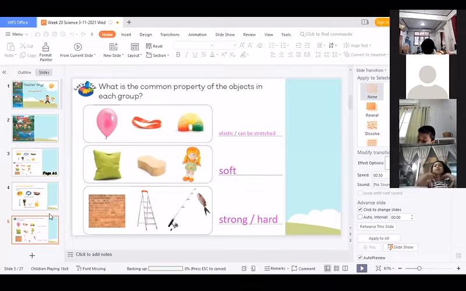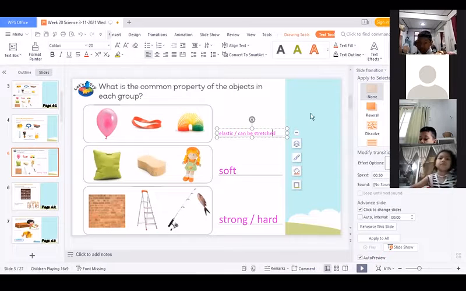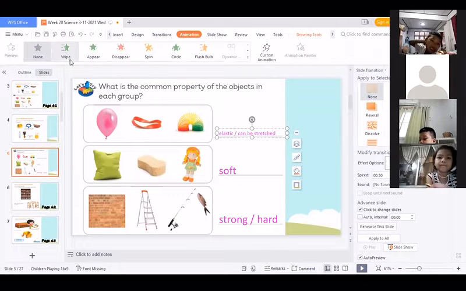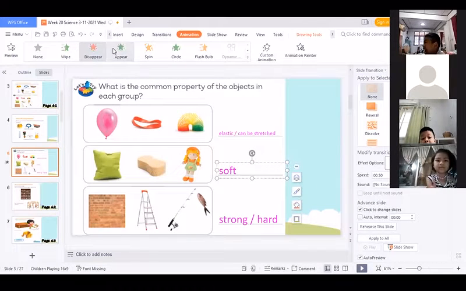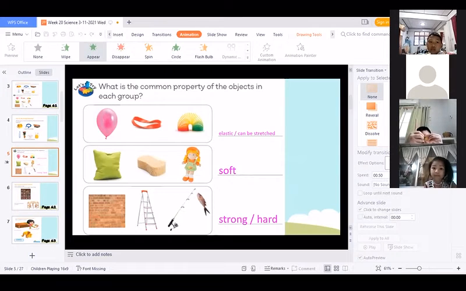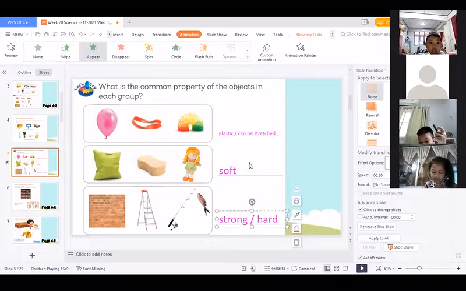Oops. Hold on. Sorry, students. No, no animation. Oh, teacher forgot the animations. Hold on. Sorry. Okay, there we go. One more time. Okay, let's try that.